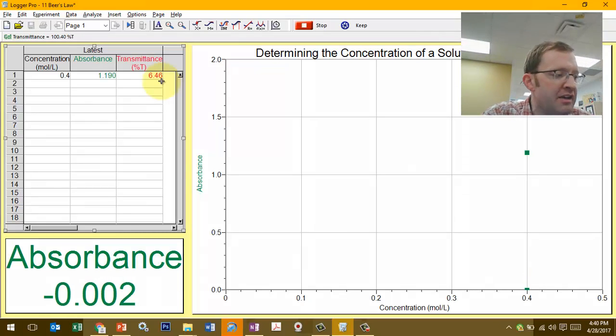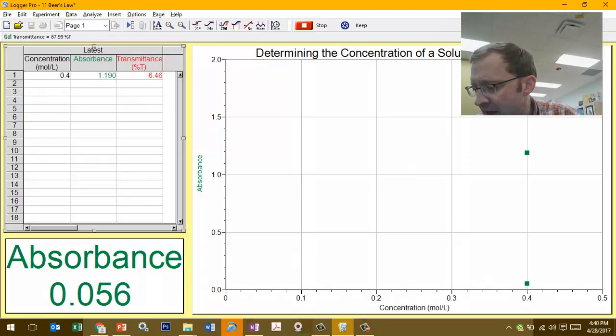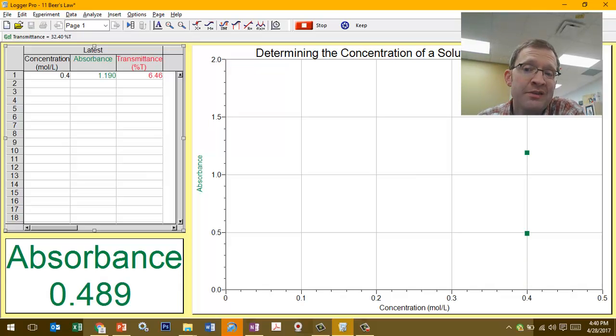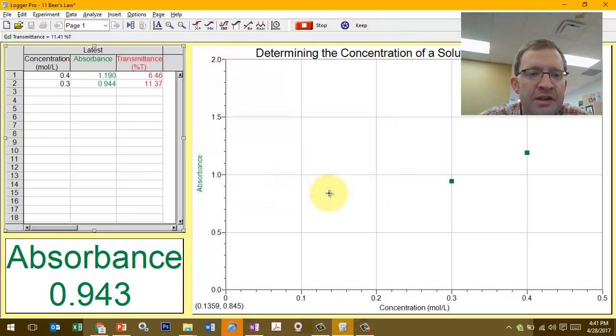I'm going to go to a lighter one. So this is my 0.3 molar solution. We'll put that in there. And ideally, now we're expecting more light will get through because it's not as dark. Right? Now I'm going to let it stabilize again. I'm going to click keep again. And I'm going to say that was a 0.3 molar solution. And you'll notice it's stored that in my data table.